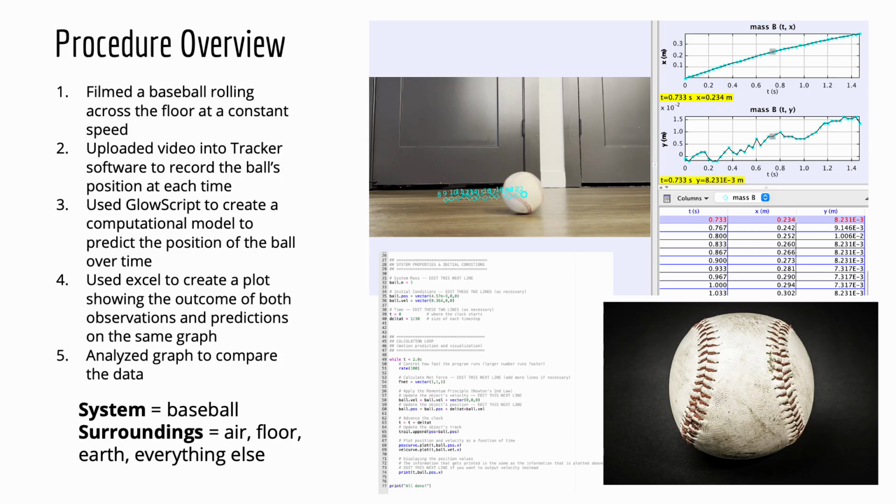Before we begin, it is important to note that in this case, the system is the baseball and the surroundings are the air, floor, earth, and everything else the baseball may have come into contact with. I first filmed the baseball rolling across the floor at a constant speed.